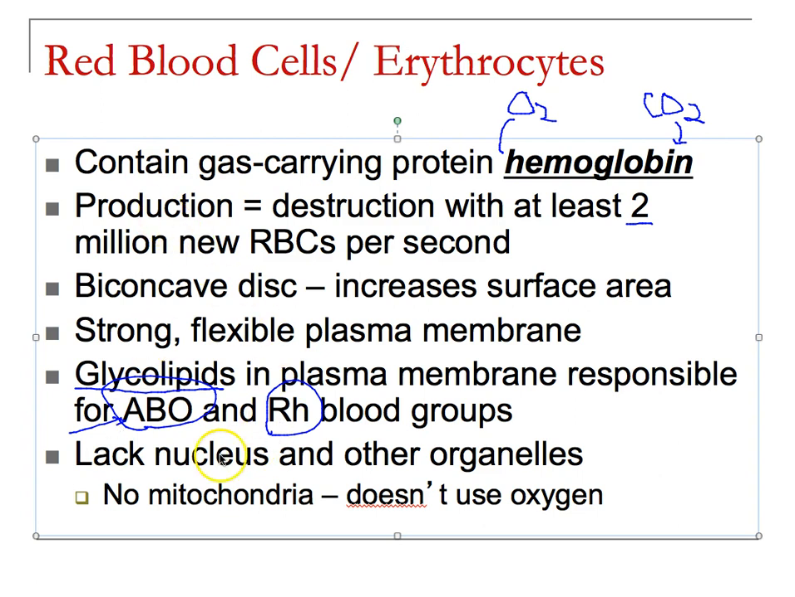As it progresses along, though, you're going to see that it actually loses its nucleus and its other organelles, and therefore it has no mitochondria, which means the red blood cells do not use oxygen itself. So it's really just a transporter, okay?